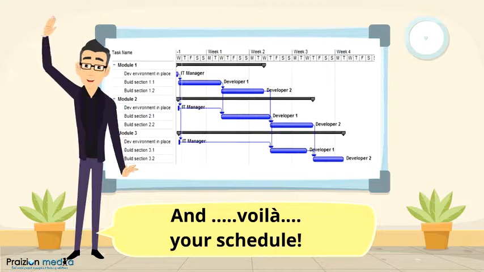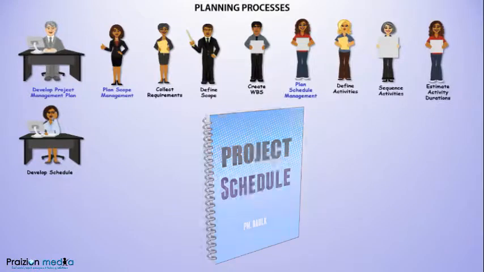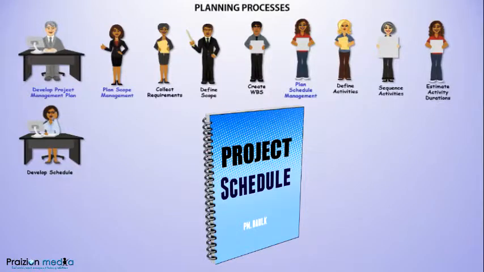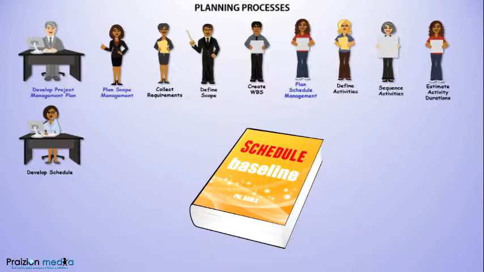The next process is develop schedule. This is where the entire schedule comes together and all of the information that we have gleaned so far about milestones, tasks, and the durations is all put together into a project schedule. When that schedule is approved by management or stakeholders, it is then known as a schedule baseline.